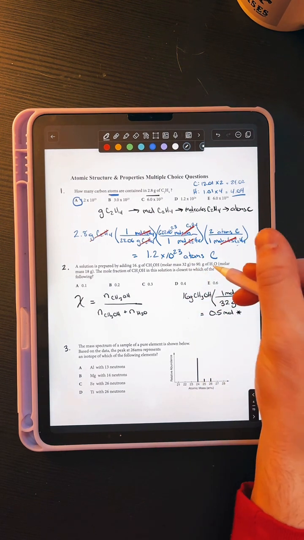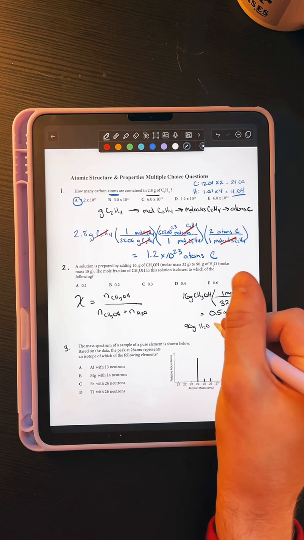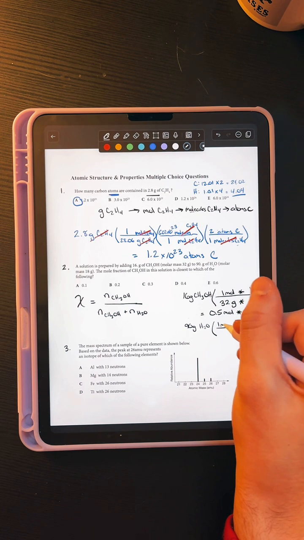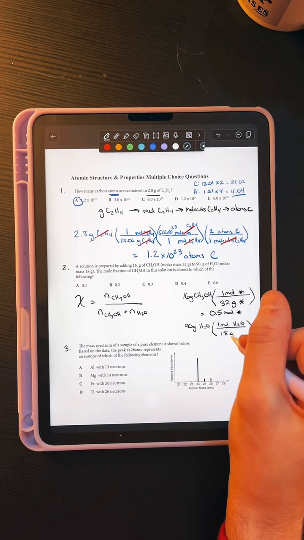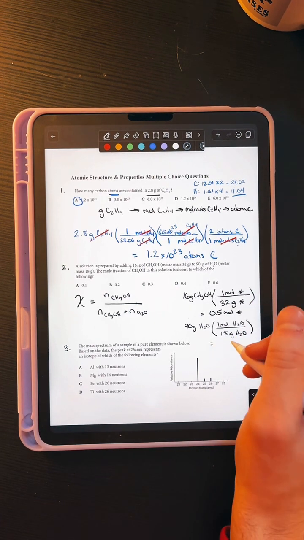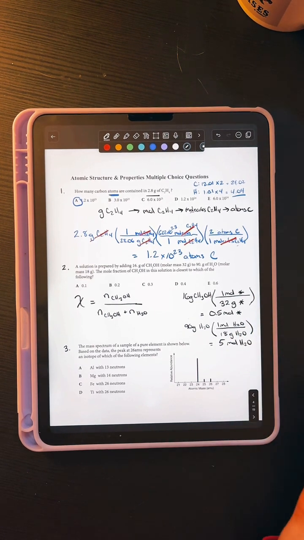Then we have to figure out our moles of water. We have 90 grams of H2O. We want to figure out the moles of water. Well, in 1 mole of water, we end up with 18 grams of water. And doing that math out, we end up getting a total of 5 moles of water.